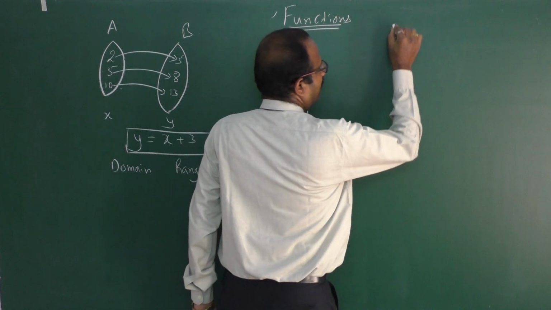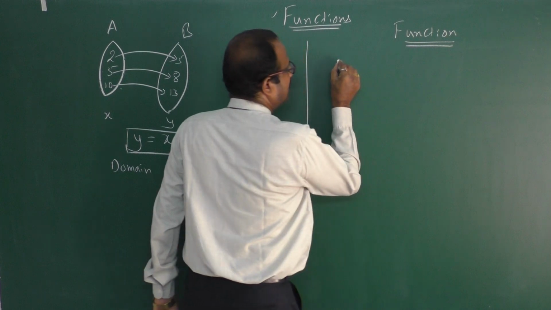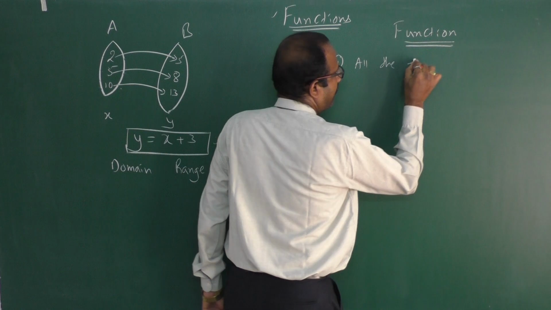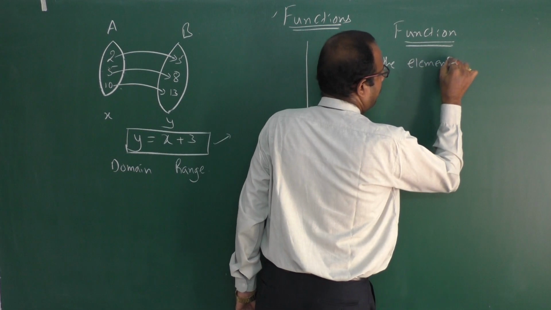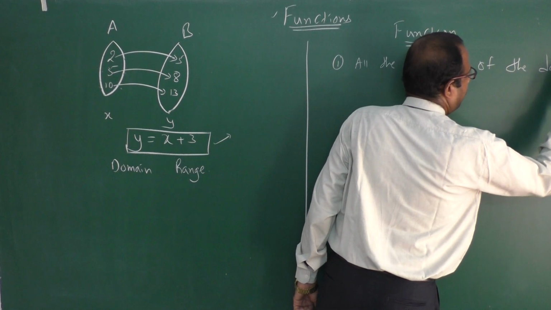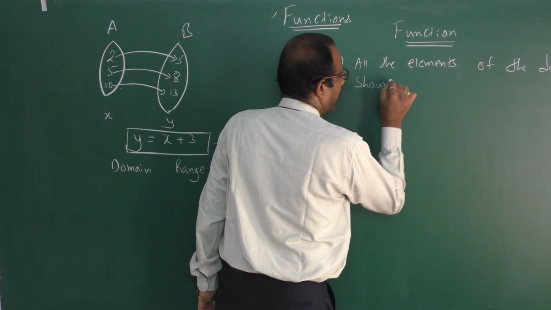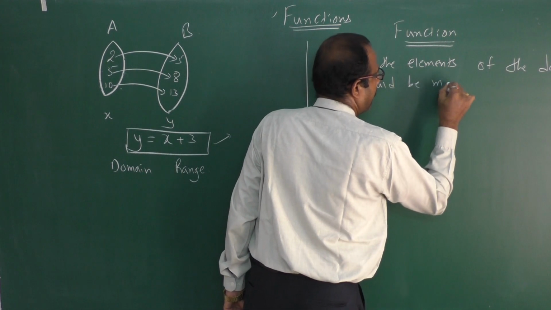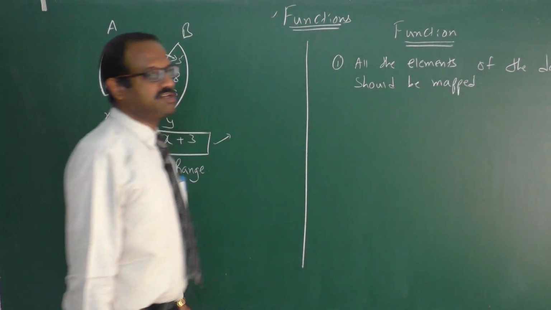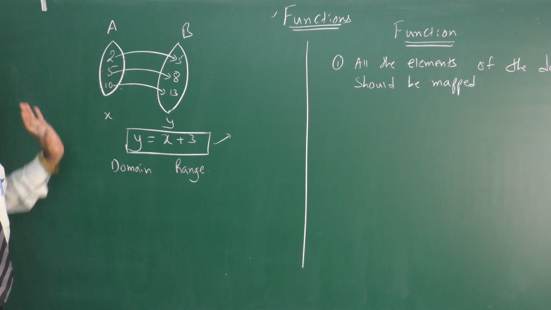function: the first condition is that all the elements of the domain should be mapped. This is the first condition. That means you should not have anything left out free.